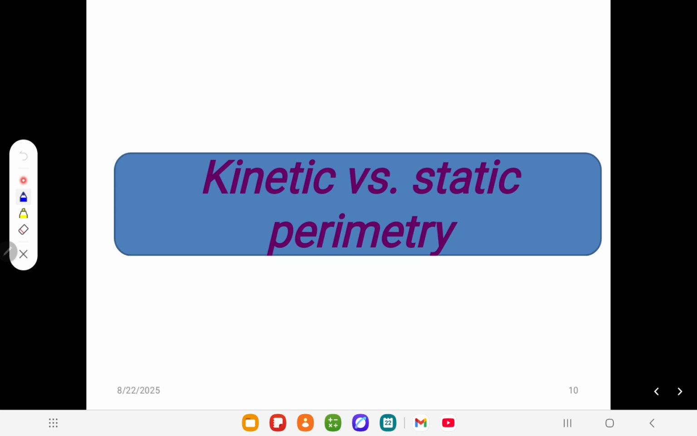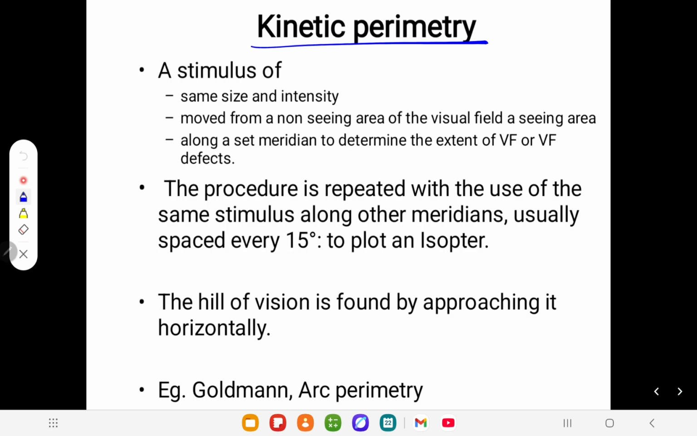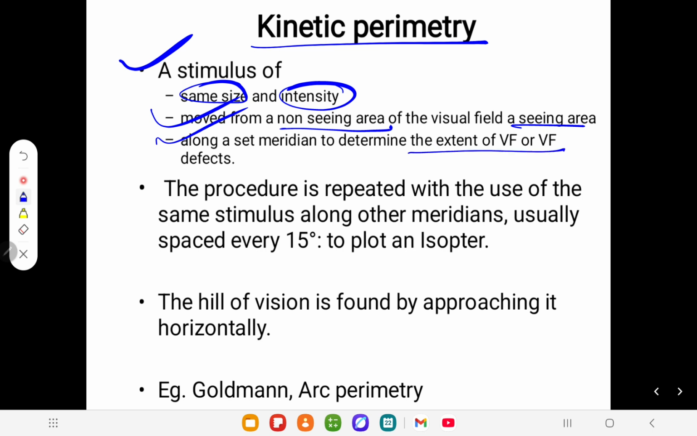So what is the difference between kinetic versus static perimetry? See, in kinetic perimetry, it's very important to understand that the stimulus size and intensity are the same, but what's the difference? We move the stimulus from the non-seeing area of the visual field to the seeing area. That's kinetic. Kinetic means movement, along a set meridian to determine the extent of the visual field and visual field defect. In that meridian where we move the kinetic perimetry light, we want to see whether there is a defect or not.